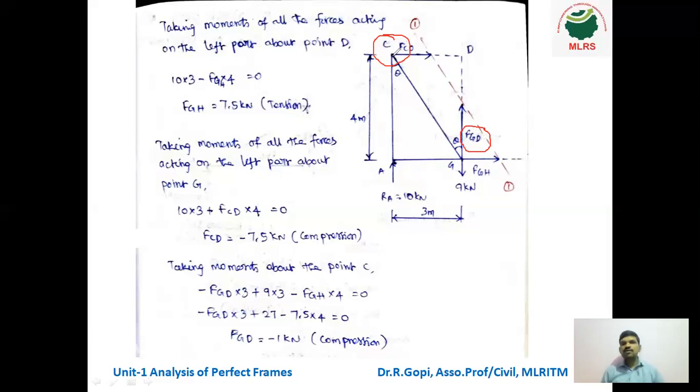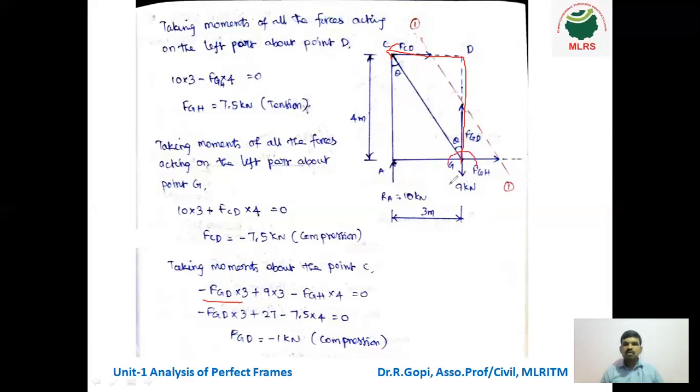So now tell me, what are the forces that will come? Will the reaction come? No. Why? This RA reaction lies exactly at the point C, so distance is 0. So 10 into 0 is 0. Next come to FGD. FGD into this perpendicular distance. Since it is anti-clockwise, FGD into 3 meter. So minus FGD into 3 plus 9 into 3.